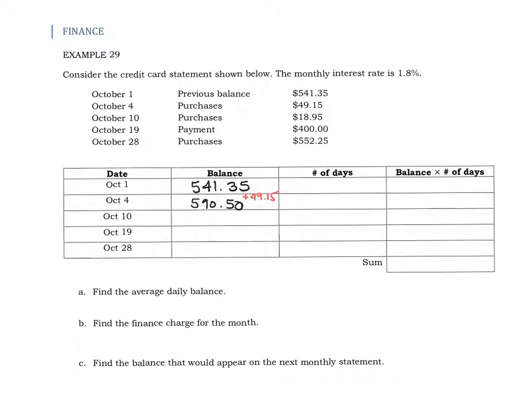$590.50. Then on the 10th, you made more purchases. Again, our balance is going to go up, so that's going to make our new balance $609.45. But then you made a payment, and that's going to make our balance go down. And so our new balance is going to be $209.45. And then you made another purchase, and so that's going to make our balance go up again, so $552.25 for a total of $761.70. This is our last balance.